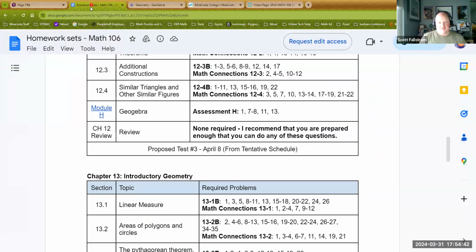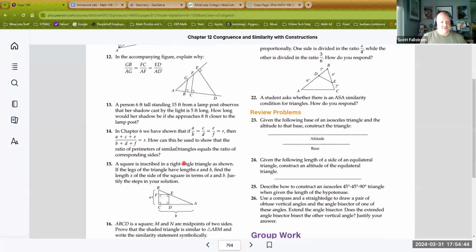And then let's see here, 13, 14, and 17 and 19. So 13, this is the lamp post. But now it says, how long would her shadow be if she approached 8 feet closer to the lamppost? So my shadow cast is 5 feet long. If I move 8 feet closer to the lamppost, what's going to happen? Once again, the ratios would be the same.